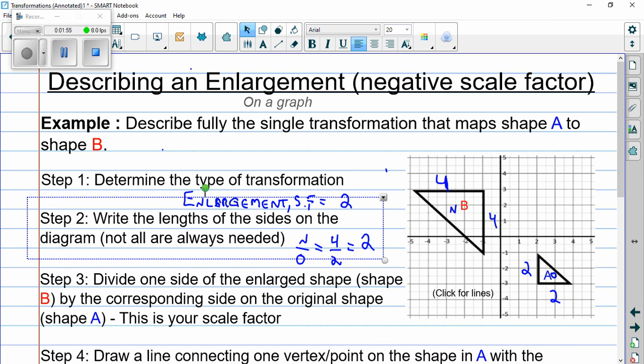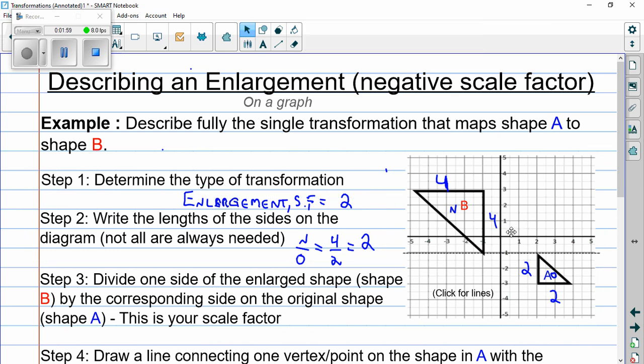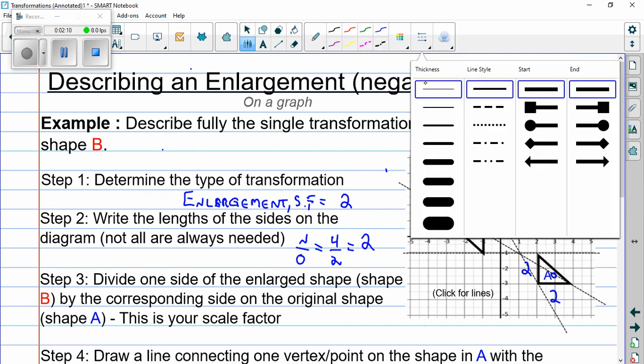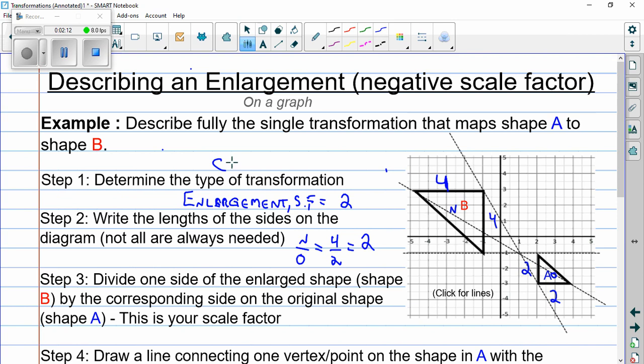So let's draw some lines. We have our one line, we have another line, we have our last line. So we can see we have a center of enlargement at 1 and negative 1.